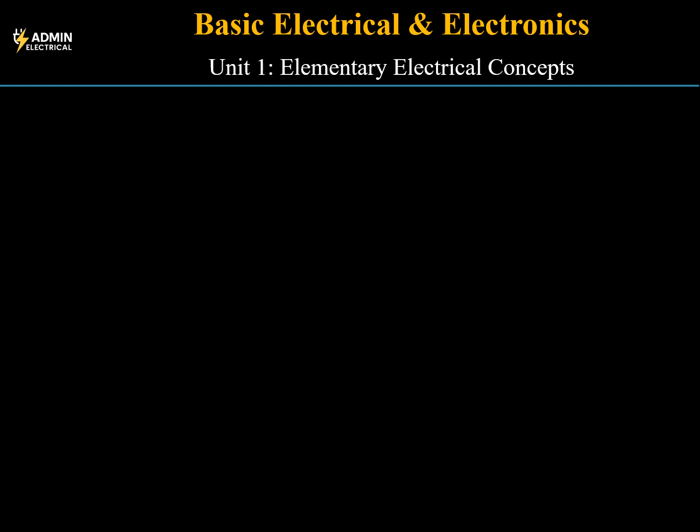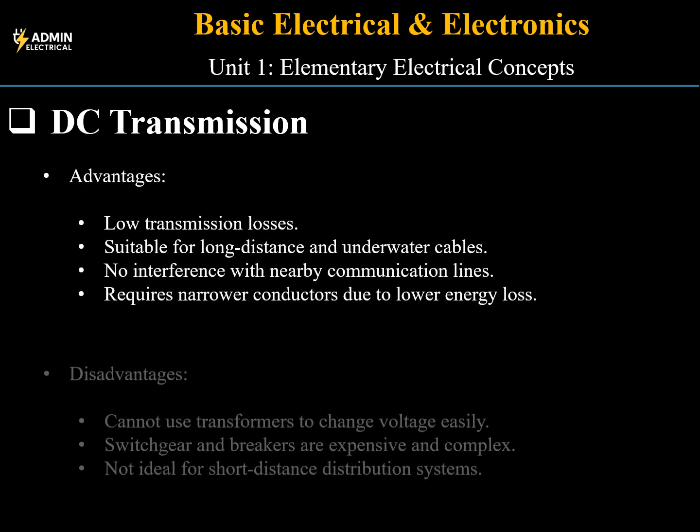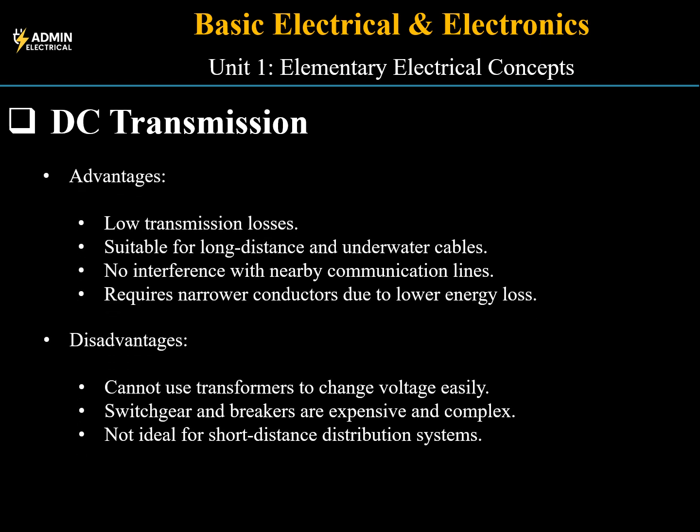Let's look at the pros and cons. Advantages: lower transmission losses, ideal for long-distance and underwater cables, no interference with nearby communication lines, narrower conductors can be used because of lower loss. Disadvantages: voltage cannot be easily stepped up or down, no simple transformer use, DC switchgear and breakers are more expensive and complex, not ideal for short distance or local distribution.